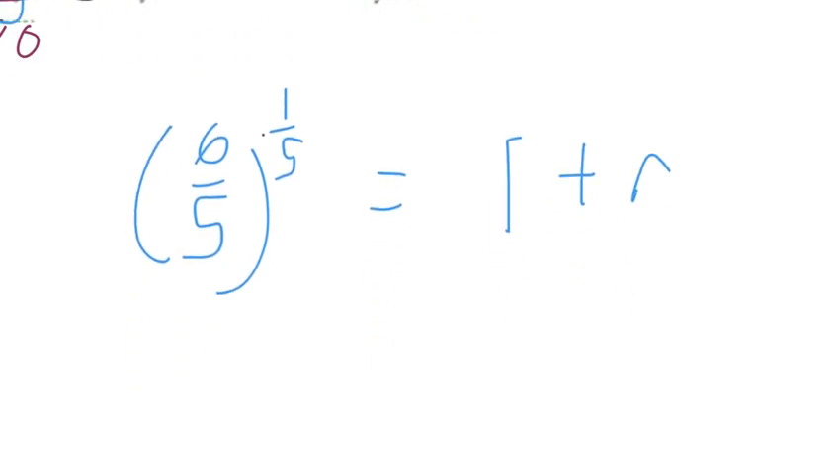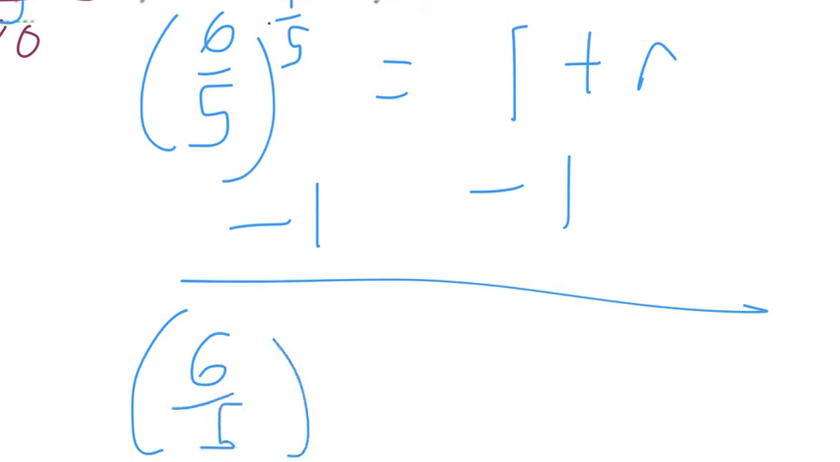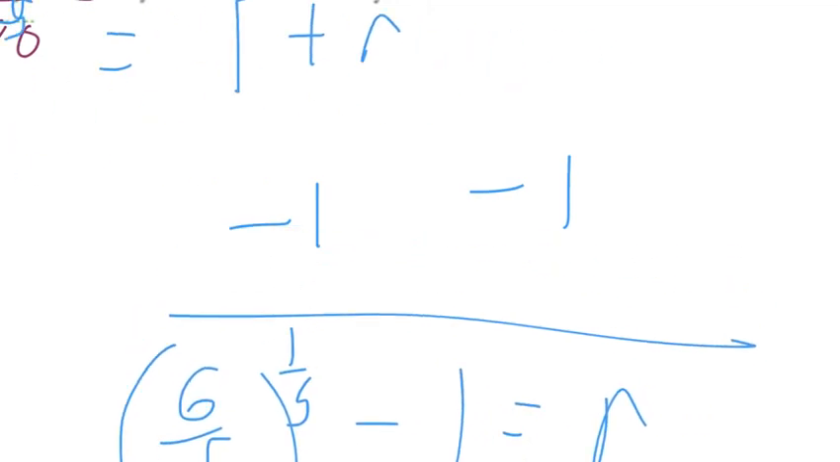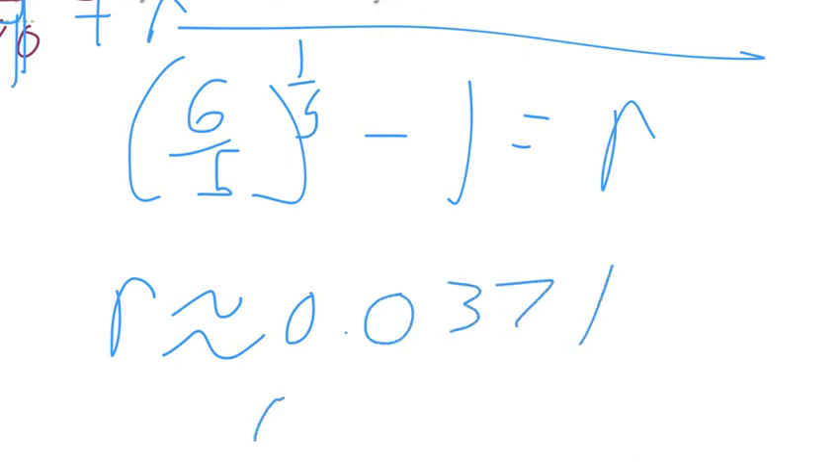So now to solve for the interest rate, we need to just subtract 1. That would be 6/5 raised to a power of 1/5, and then minus 1 is equal to your interest rate, which means your interest rate is approximately 0.0371, or approximately 3.71%.